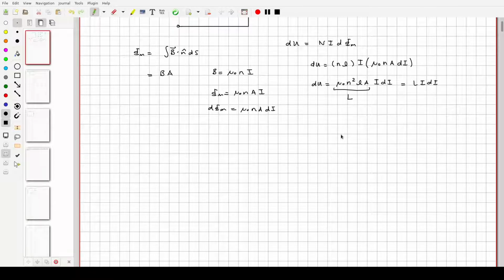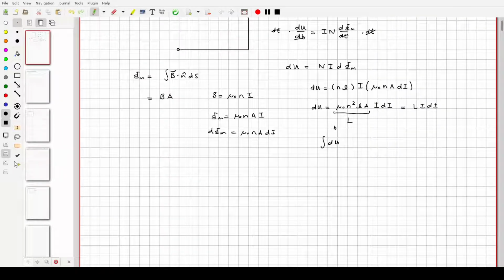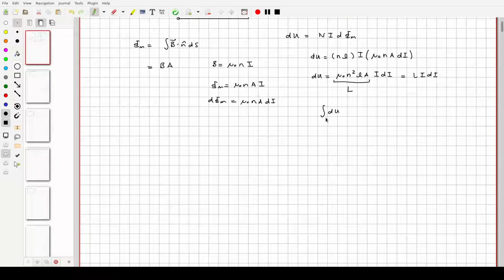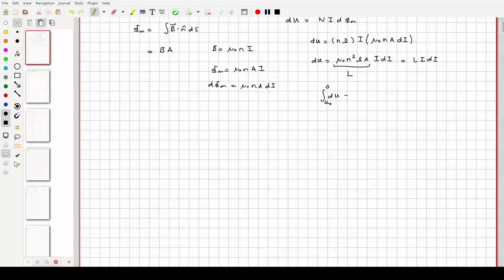Now let's integrate both sides. So on the left-hand side, we have du. Now we're starting with our coil having the maximum amount of current passing through it, and then we're letting that current die off to zero, which means our coil has plenty of energy trapped within it initially, and then as it dies off to zero, we expect that energy to go to zero. On the right-hand side, my L is a constant. I have I di. We're starting our current off at a maximum I, and then it drops off to zero.